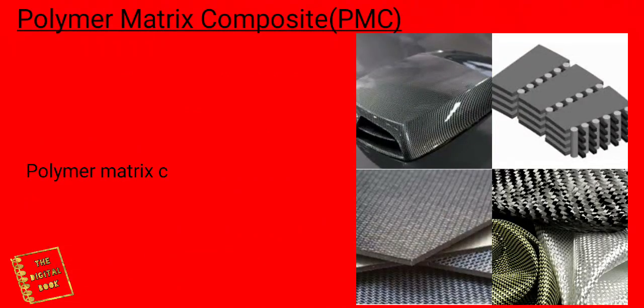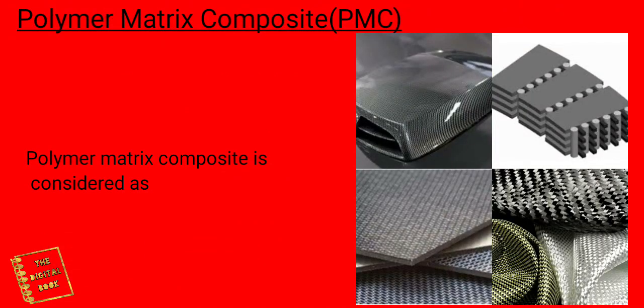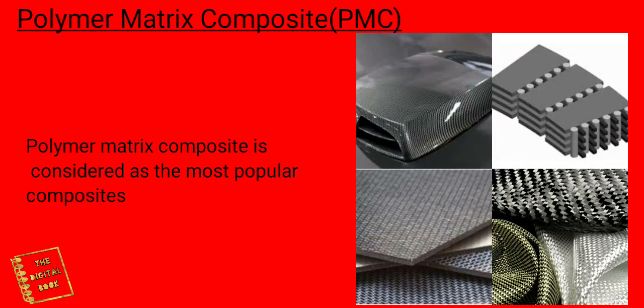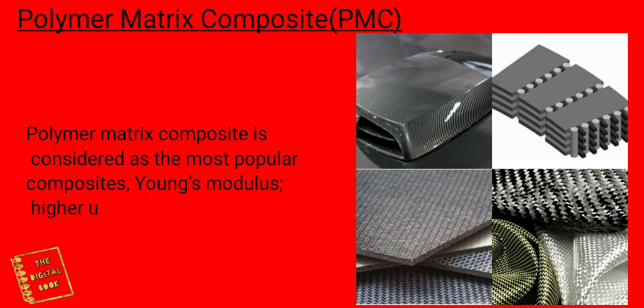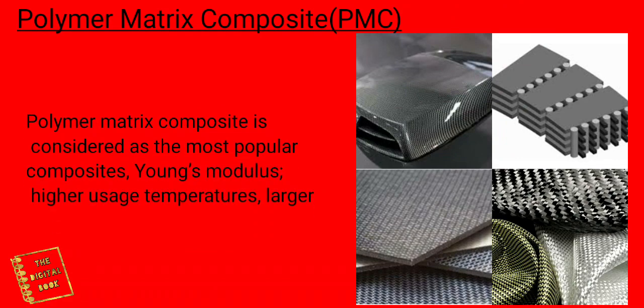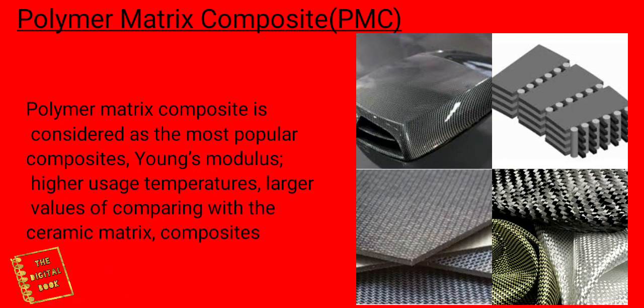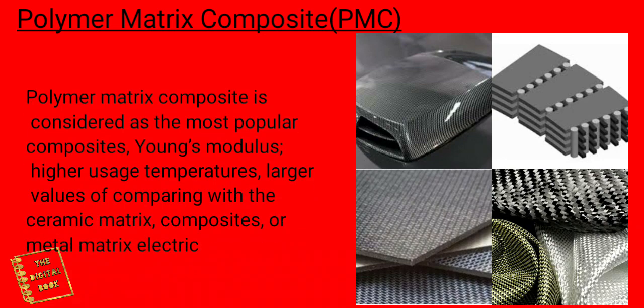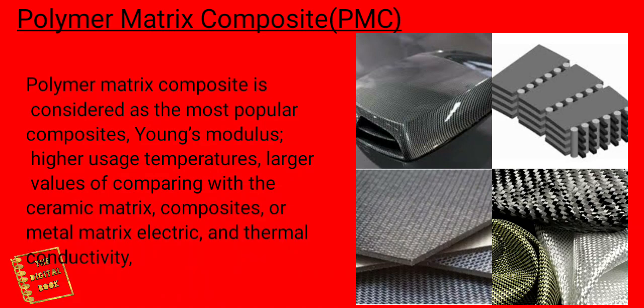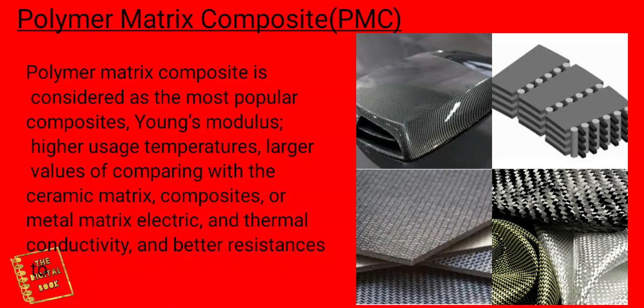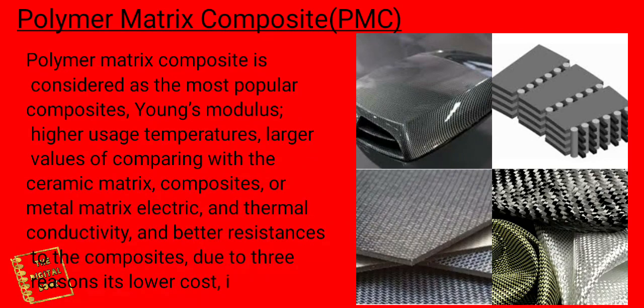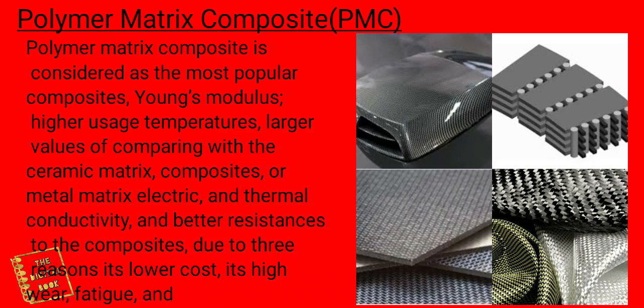Coming to the second point, polymer matrix composite. The definition is: polymer matrix composite is considered as the most popular composite, due to three reasons: its lower cost, its high Young's modulus, higher usage temperatures, larger values of electric and thermal conductivity, and better resistance to wear, fatigue, and deformation compared with the ceramic matrix composites or metal matrix composites.